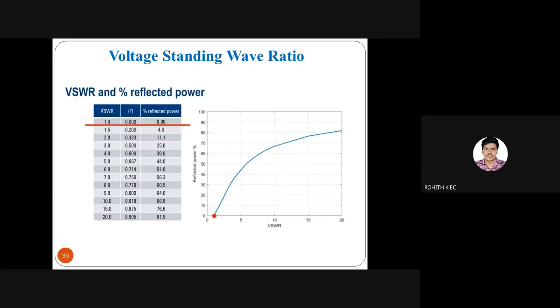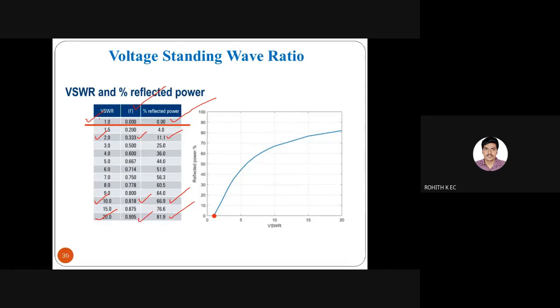And as I told you about VSWR value significance, please pay attention here. If my VSWR value is 1, gamma, that is the reflection coefficient, will be equal to 0, and the reflected power is 0. If my VSWR is 2, the percentage of reflected power is 11% and gamma will be equal to 0.33. And if my VSWR is equal to 10, this means that there is a loss of reflected power of 67% and gamma is equal to 0.8. And if VSWR is 20, then 82% is the reflected power and gamma is equal to 0.9.